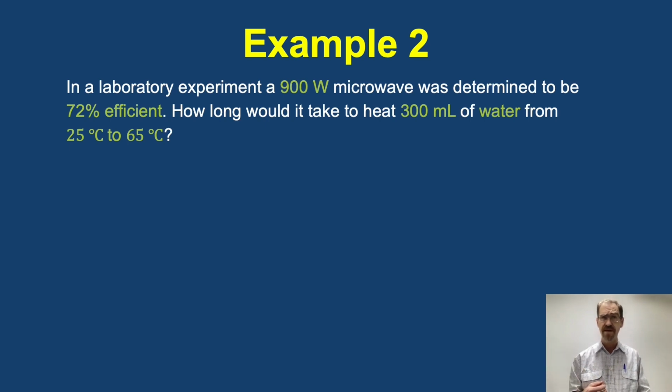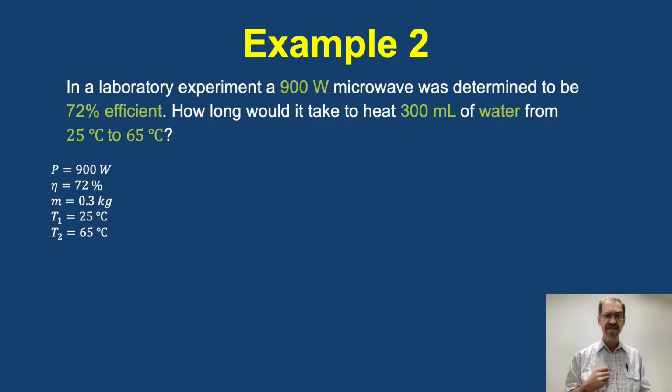Well, we're going to have to figure out how much energy is going to have to go into the water to achieve this. There's our givens: power, efficiency, mass, and the initial and final temperatures. This is where we're going to start the problem. The microwave is said to be 72% efficient, which means that 0.72 of the total energy given to the microwave is actually going to go into the water. What's it going to do? It's going to raise the temperature of the water.